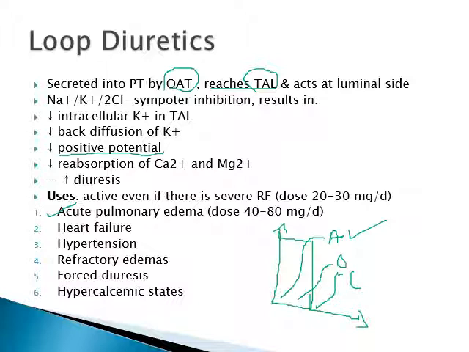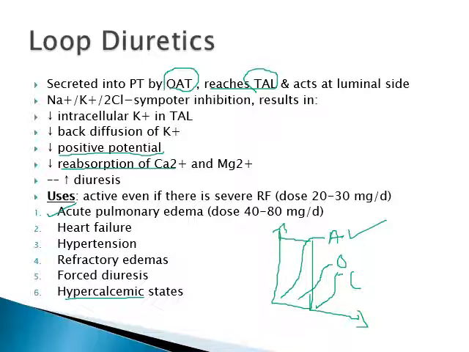And lastly, this is a non-diuretic use: in hypercalcemia we can use loop diuretics. Why? Because we know that loop diuretics decrease the reabsorption of calcium, that is, they increase the excretion of calcium. So symptomatically we can reduce the levels of calcium and prevent kidney damage if we use these agents in hypercalcemia. But whenever we are using loop diuretics in hypercalcemia, we have to give them along with IV fluids, that is, normal saline.